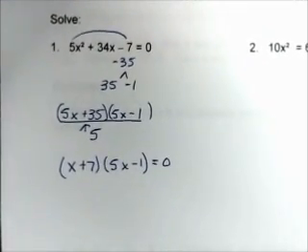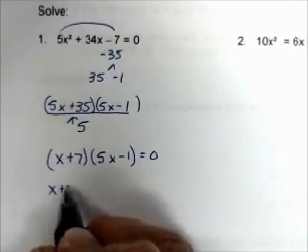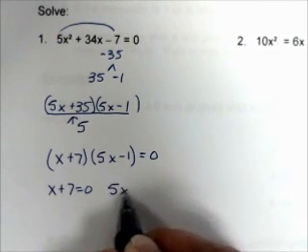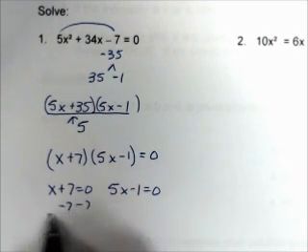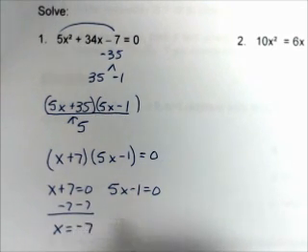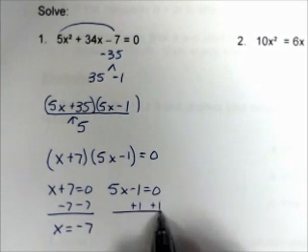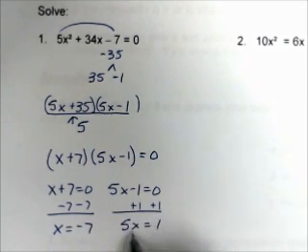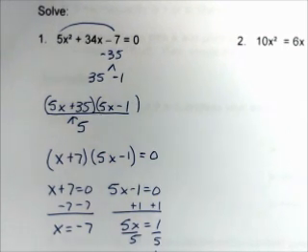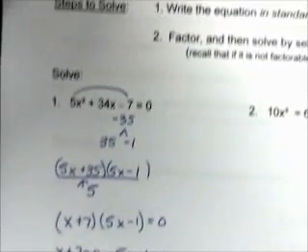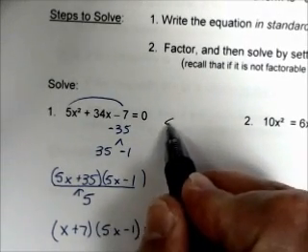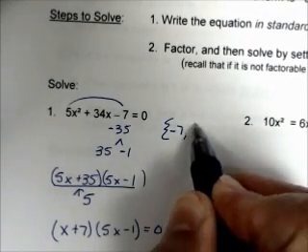And now set each factor equal to 0. X plus 7 equals 0. 5x minus 1 equals 0. Solve individually, subtracting 7 from both sides. X equals negative 7. Adding 1 to both sides. 5x equals 1. And divide by 5. So x equals 1/5. So we have two solutions here. We have negative 7 and 1/5. And I'm going to write the solution in solution set notation, negative 7, 1/5.